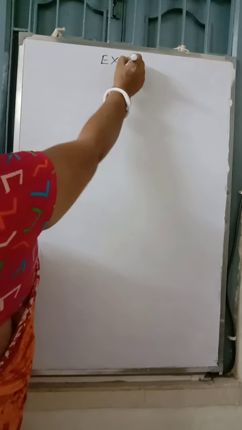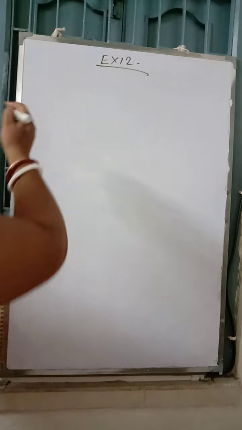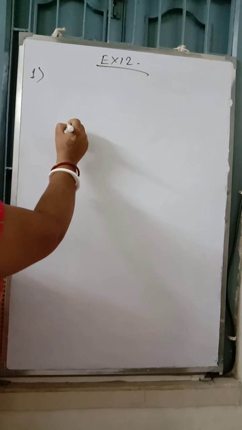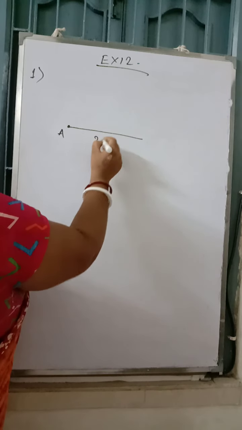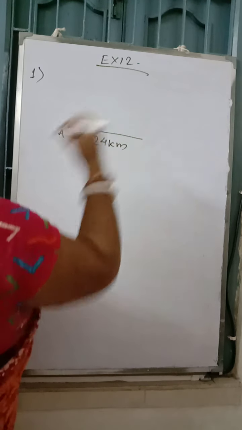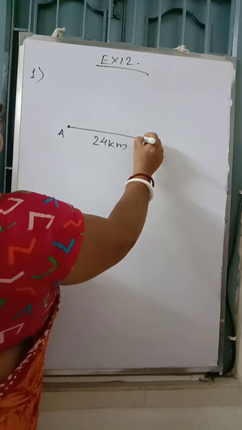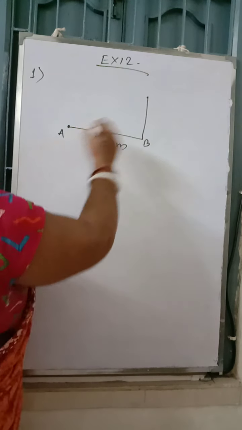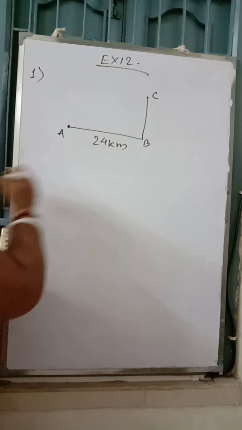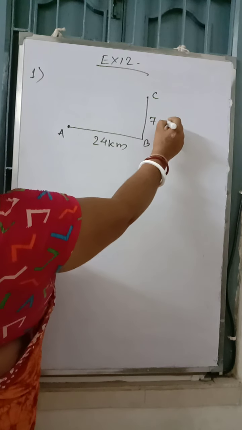See the first question, it says a car travels 20 km north and then it turns and travels 7 km east. Now look at number 1. Maybe this A is a starting point. It goes 24 km north. So north means it is moving right. Again it moves and goes 7 km. From B it moves and reaches C, which is 7 km towards east.